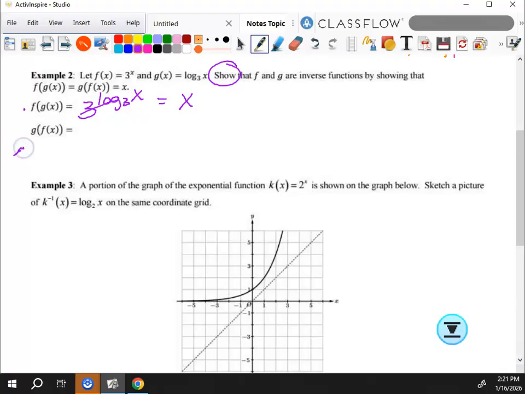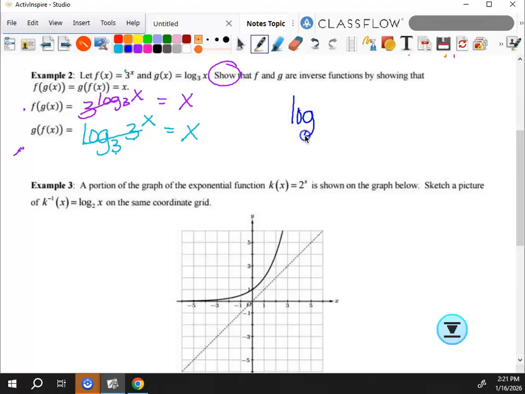I'll show you the why behind this one now because I think you'll remember the properties. If I do g of f of x, this goes into here. So I'm going to get log base 3 of 3 to the x power. It works kind of the same way here. There's nothing extra going on. This base and this base are the same, so these essentially cancel out and you're left with x. Here's the why on that one.